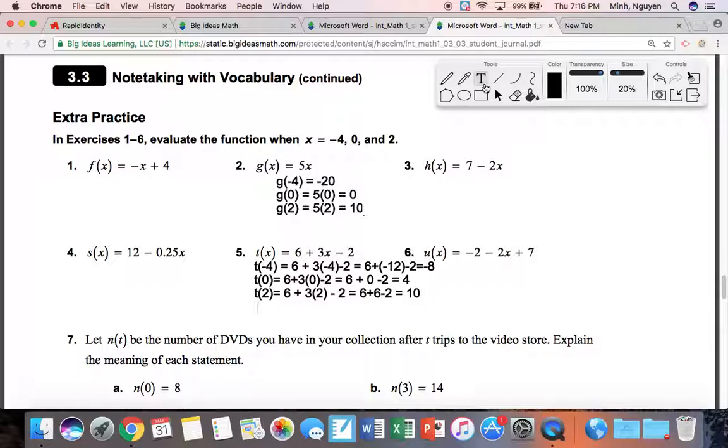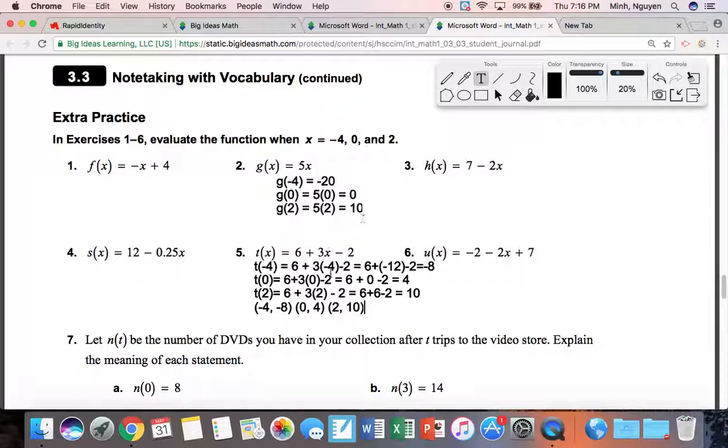To put them in ordered pair format, it looks like you plug in a -4, you get a -8. What else did you plug in? You plug in a 0, you get a 4. And lastly, you plug in a 2, you get a 10. Those are the ordered pairs.